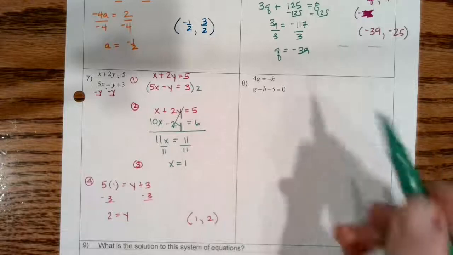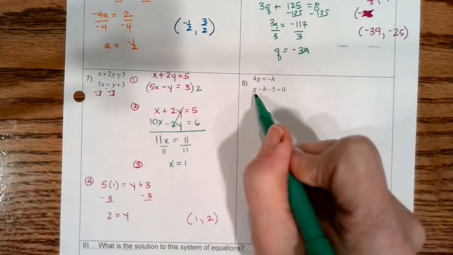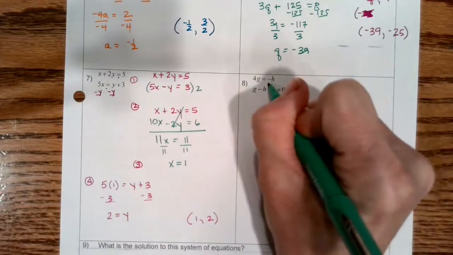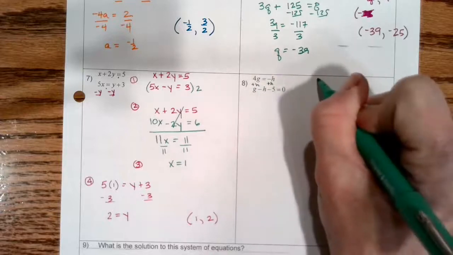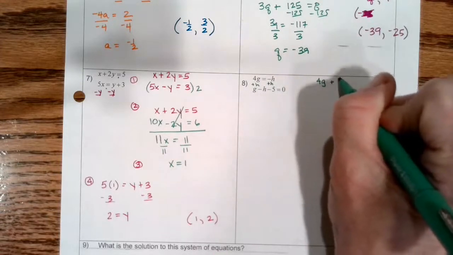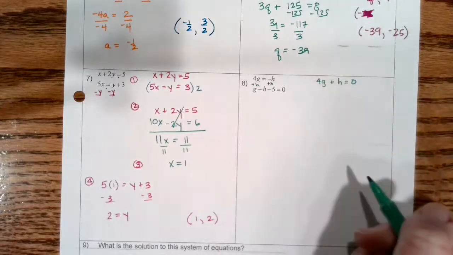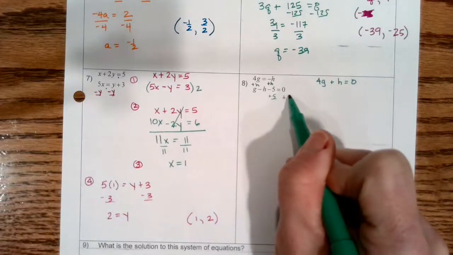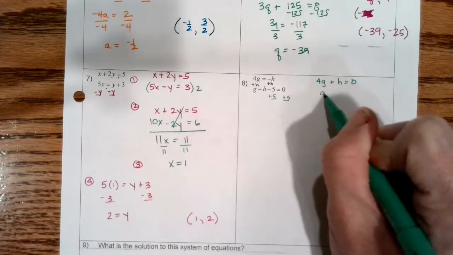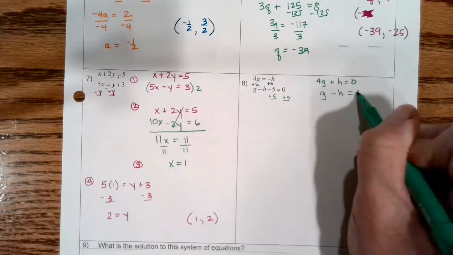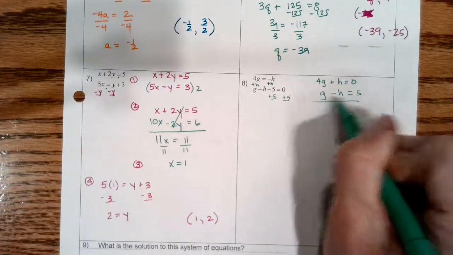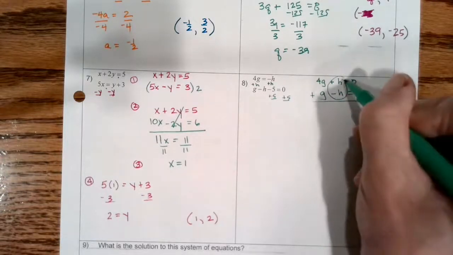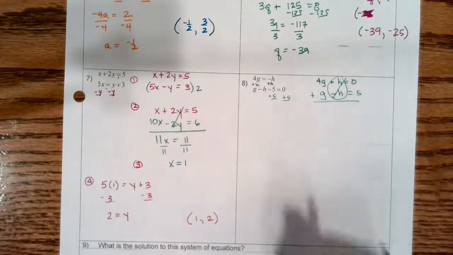Alright, take a look at 8. I've got 4g and h, and g and h and 5 and 0. Everything's all kinds of messed up. Let's add an h to each side. 4g plus h is equal to 0. And let's go ahead and add a 5 to this side and combine these constants. I get g minus h is equal to 5. Check it out. I have my zero pair. Here it is. So positive h and negative h are going to give me 0.